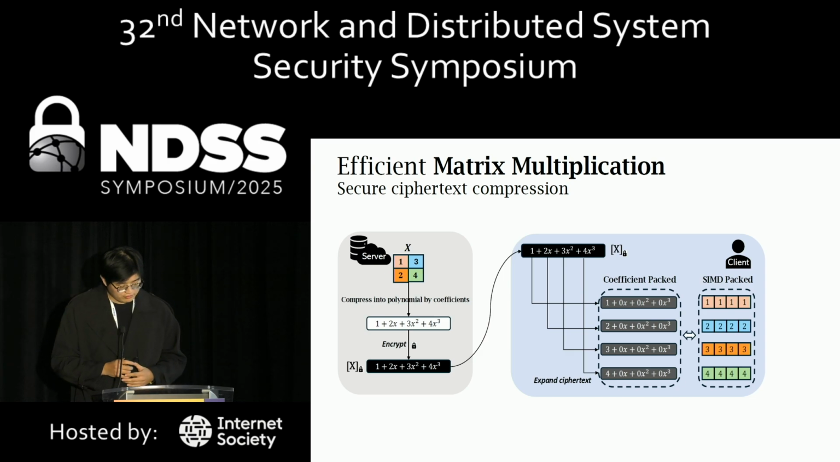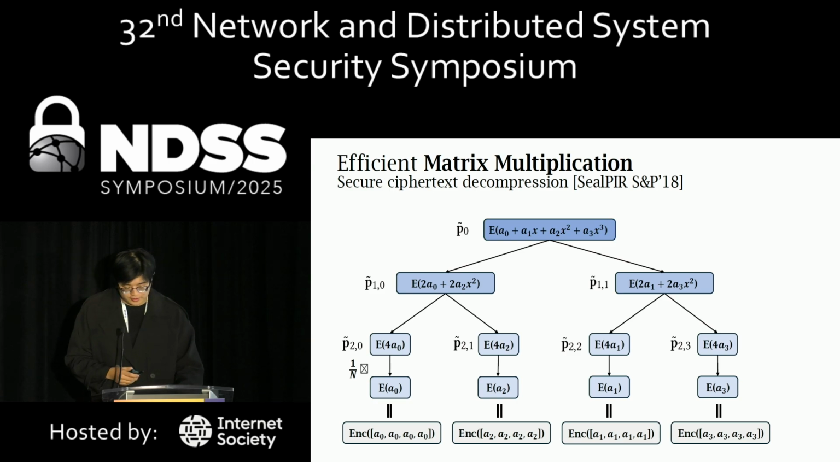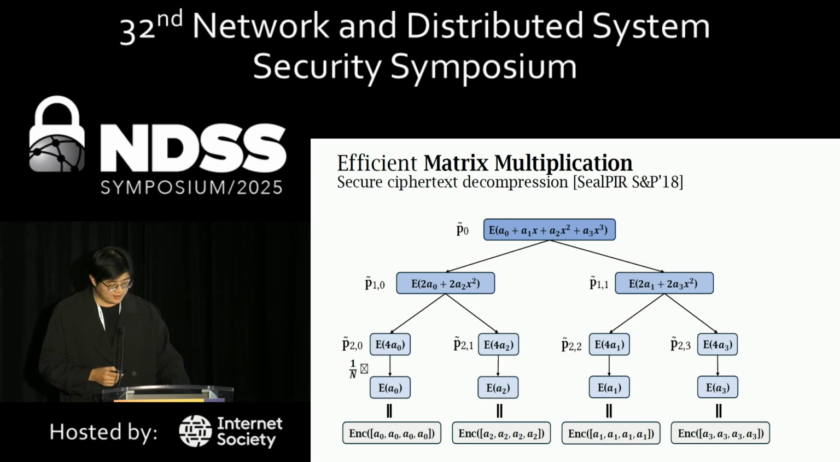Note that in transformers, this SIMD-packed ciphertext can be reused because the model parameters remain unchanged during secure inference, and only the content of the input matrix changes. The expand algorithm was first proposed in COPR, which only needs log n levels and is easy to compute in parallel.